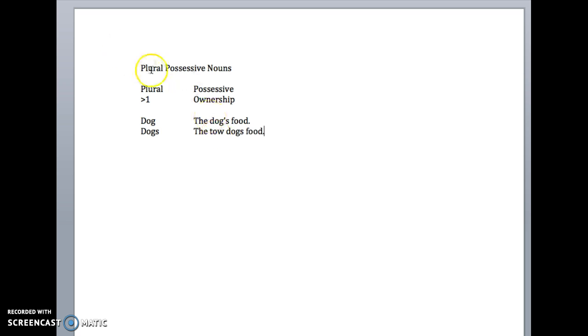How do we make plural words possessive? And the short answer is put the apostrophe there after the S. But there are lots of exceptions, and we need to know how to conjugate those as well. For example, woman, the woman's dress. But what's the plural for woman? It's not woman's, right? So it's women. So what do you do here? Do you do the women's dress?